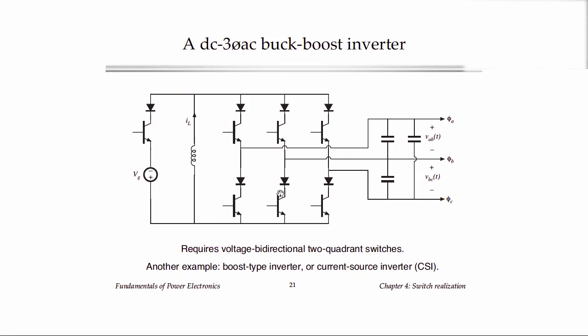The reason we need voltage bidirectional switches is that these switches have to block the output line-to-line voltages. And since the output voltages are AC, they have to block either polarity of voltage. On the other hand, if power only flows in one direction, then the inductor current is always of one polarity, and that current is what the switches have to conduct. So a unidirectional current flow type switch is appropriate in that case.